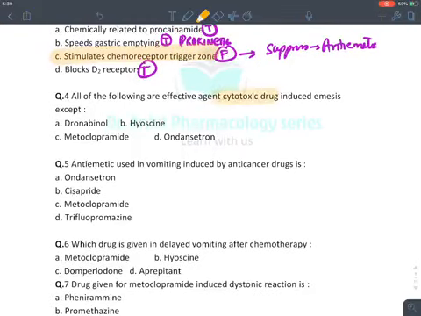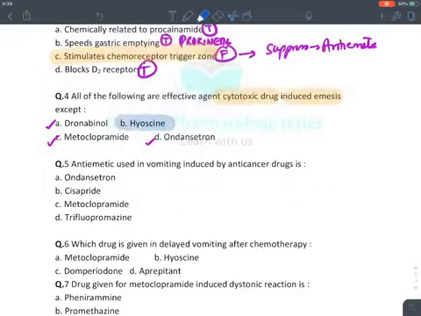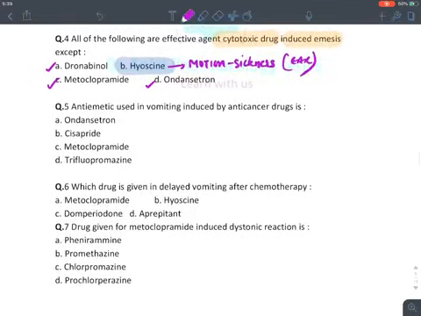Now, all of the following are effective in cytotoxic or anti-cancer drug induced nausea and vomiting. The answer we have discussed: dronabinol true, metoclopramide true, ondansetron true. The answer is hyoscine. Hyoscine, remember, is given in motion sickness, not in chemotherapy induced nausea and vomiting. It starts from the ear, the vestibule of the ear.